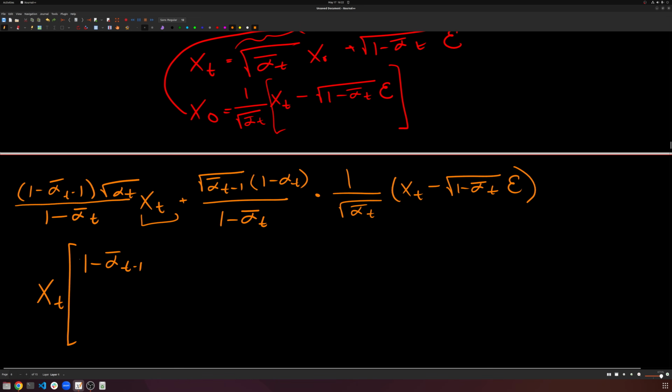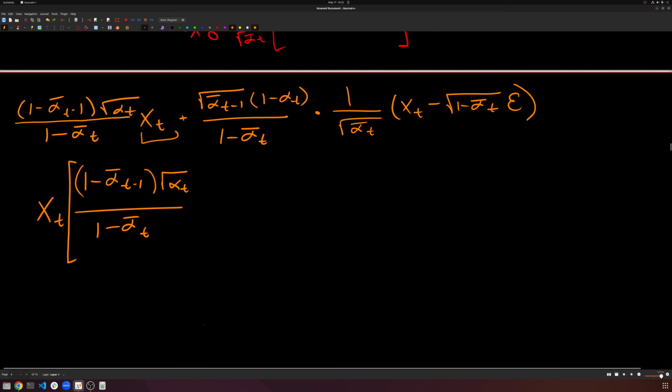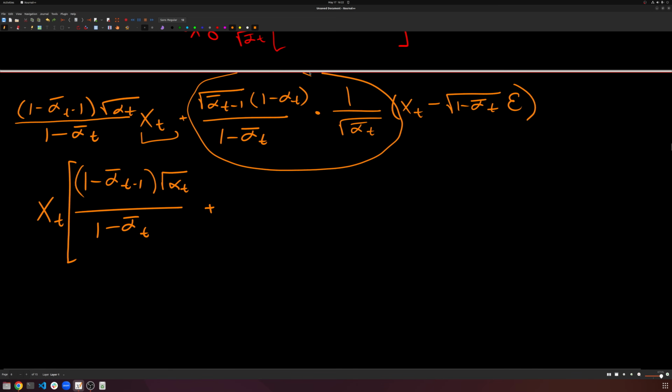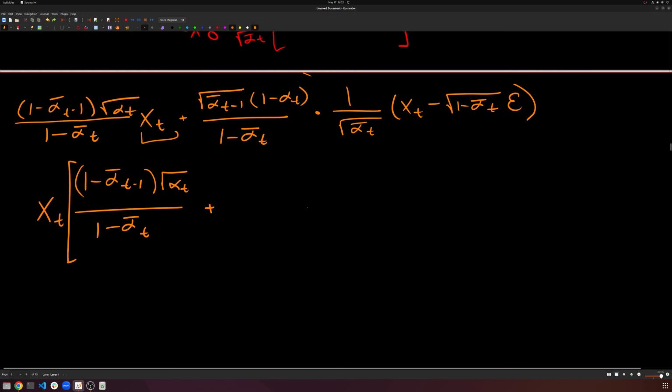And then it's going to be all of this times the square root of alpha t divided by 1 minus alpha hat t. So that's the first thing that was with xt. And then the second thing that was with xt is plus, it's basically going to be all of this stuff, right? Because we're going to multiply it with xt. So let's go ahead and write that out.